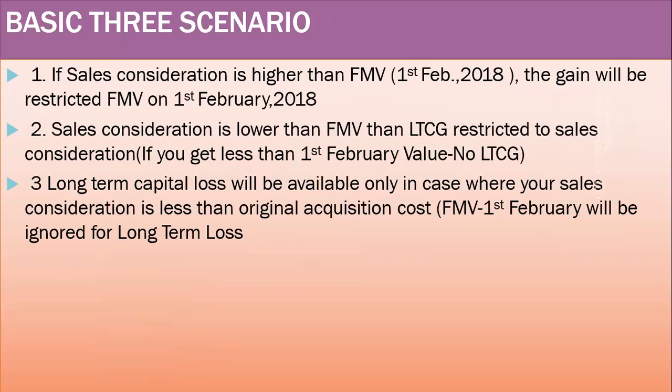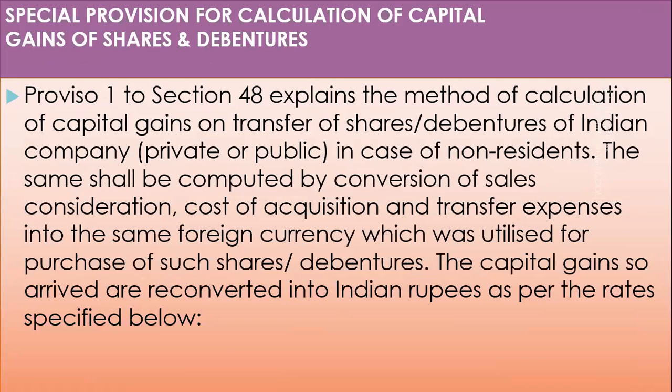These I already discussed here. Proviso 1 to section 40. Section 40 explains the method of calculation of capital gain on transfer of shares or debentures of a private company, of an Indian company, in case of a non-resident. The same shall be computed by conversion of sale consideration, cost of acquisition, and transfer expenses into the same foreign currency in which it was utilized for the purchase of shares and debentures. The capital gains so arrived are converted back into Indian rupee as per the rate specified below.